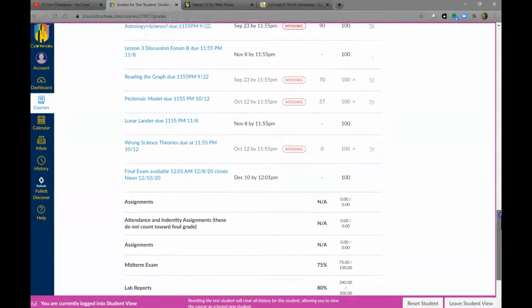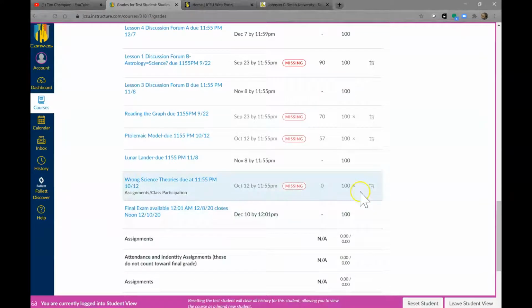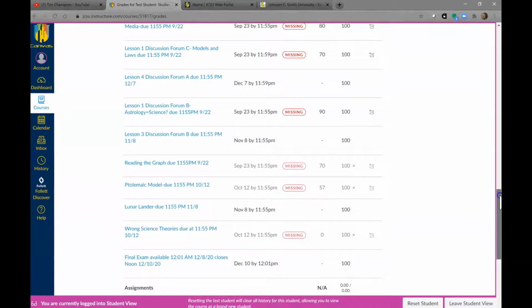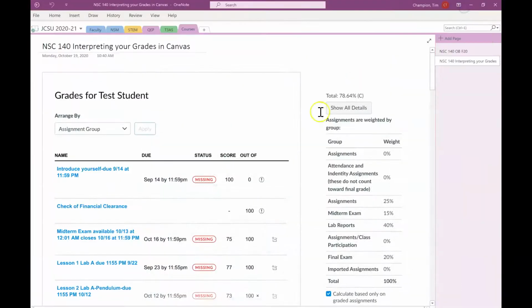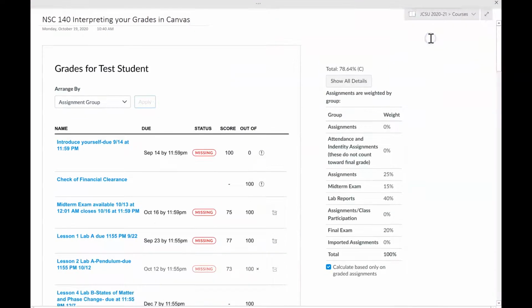So one thing I want to point out for you is if you see by a grade a little bitty X right there, and you highlight that, it says that assignment is dropped and will not be considered in the total calculation. So what you should see is a number of drops for each assignment group. So let's go over and take a look at this. I'll put it in OneNote over here so I can mark it up a little bit.